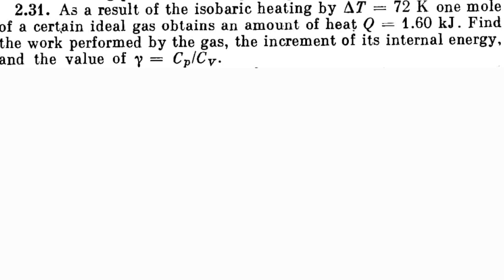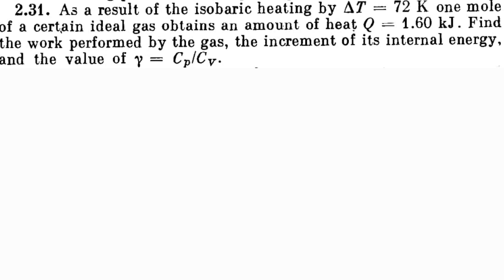Hello everybody, we are dealing with problem 2.31 of the I.E. Irodov series, and the problem states: as a result of the isobaric heating by delta T equals 72 Kelvin, 1 mole of a certain ideal gas obtains an amount of heat 1.60 kilojoule. Find the work performed by the gas, the increment of its internal energy and the value of gamma, which is equal to Cp by Cv.